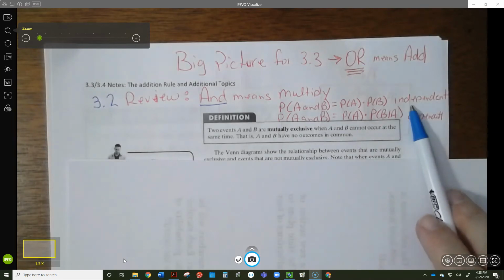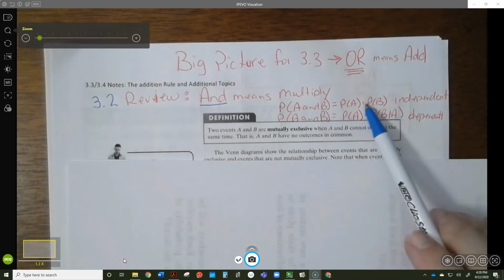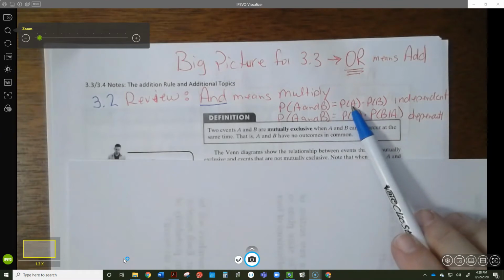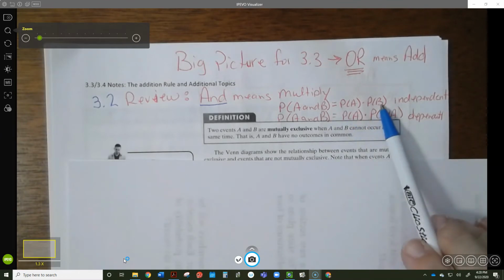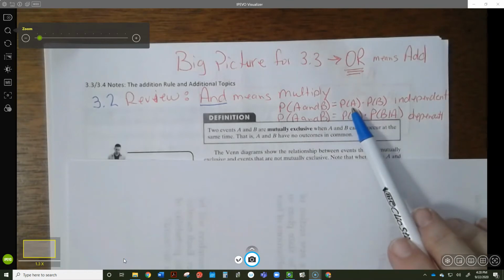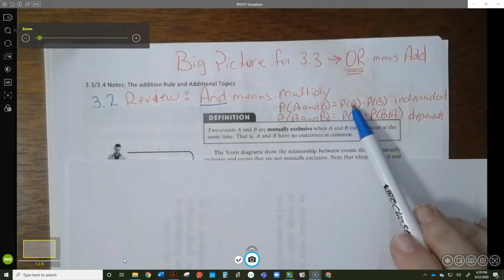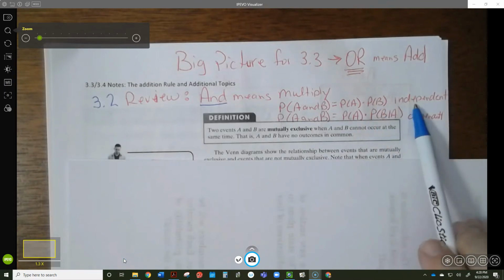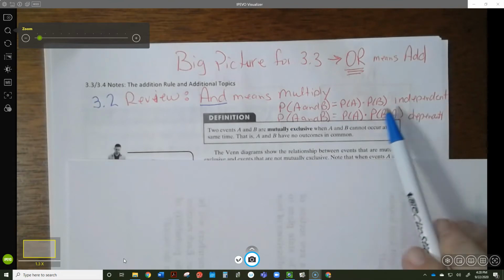Remember, independent means that the outcome of event A has no bearing whatsoever on the outcome of event B. So it's where two things are completely separate from each other. Like, for example, flipping a coin. The results of flipping the coin the first time have no bearing whatsoever on the outcome of flipping the coin the second time. So flipping a coin two different times, those are each considered independent events.